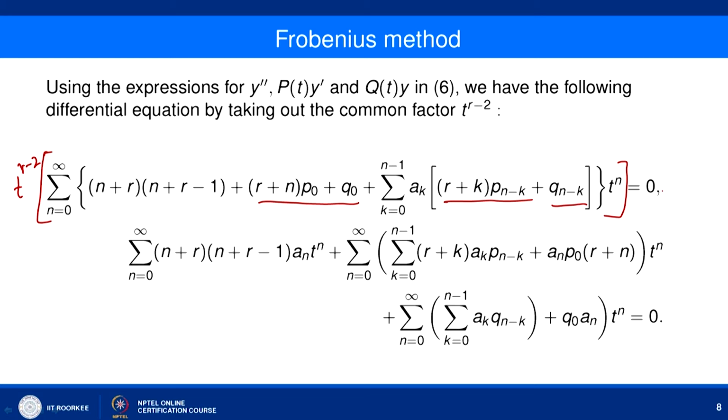Now we can simplify it further. We can write summation n equal to 0 to infinity, (n plus r minus 1) a_n t^n, plus summation n equal to 0 to infinity, k equal to 0 to n minus 1, (r plus k) a_k p_(n minus k) plus a_n p_0 (r plus n). That is what we have written earlier, t to the power n, plus summation n equal to 0 to infinity, k equal to 0 to n minus 1, a_k q_(n minus k) plus q_0 a_n. This is corresponding to the k equal to n term, t to the power n. This is the expression which we have simplified in this manner.